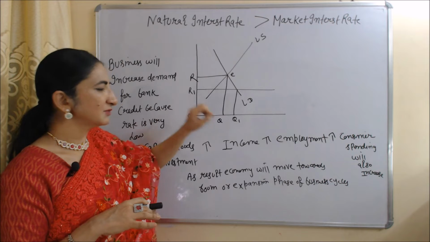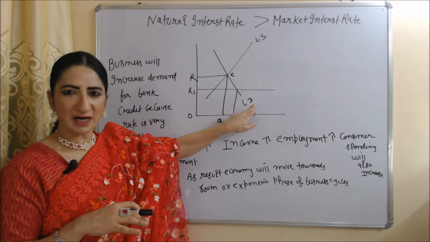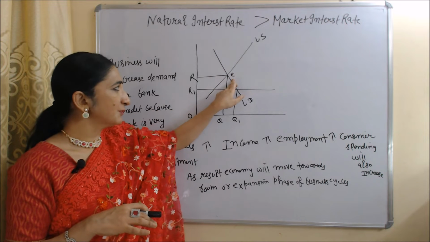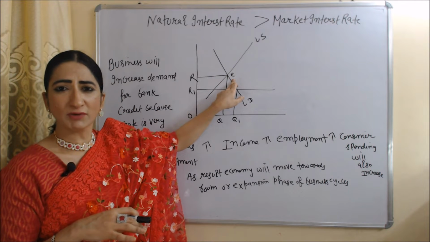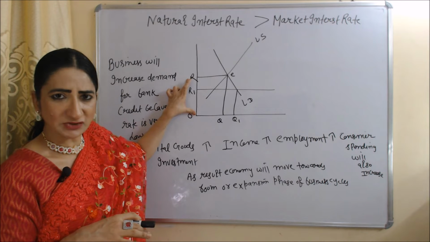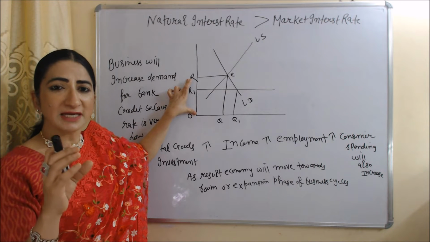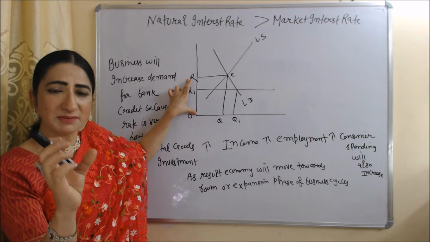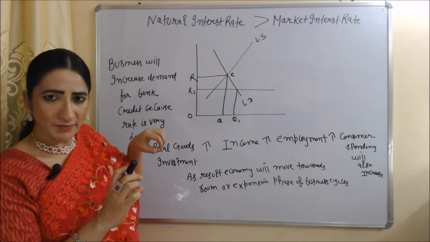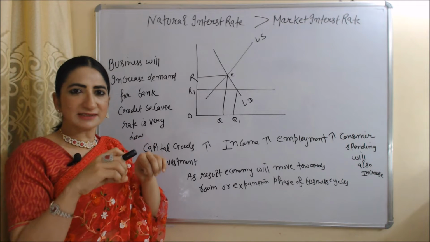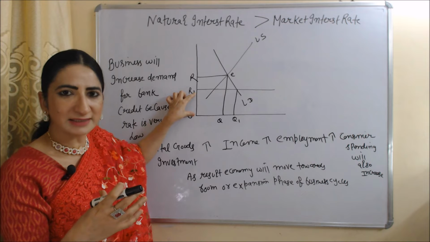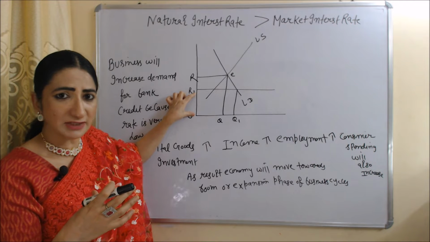In this diagram, you can see LD is the demand for loans and LS is the supply of loans. At point E, the demand for loans is equal to the supply of loans. That's why OR is the natural interest rate. As we earlier discussed, the natural interest rate is established where the demand for loans is equal to the supply of loans. At this moment, the market interest rate is less than the natural interest rate. That's why OR1 is our market interest rate, which is less than the natural interest rate.